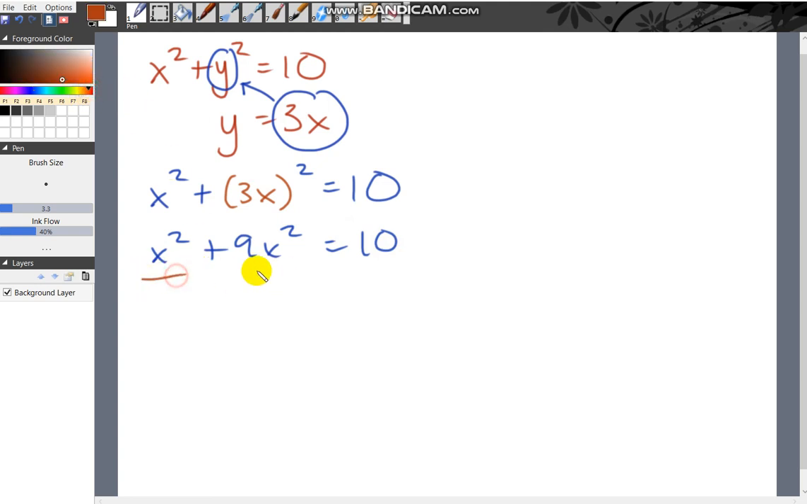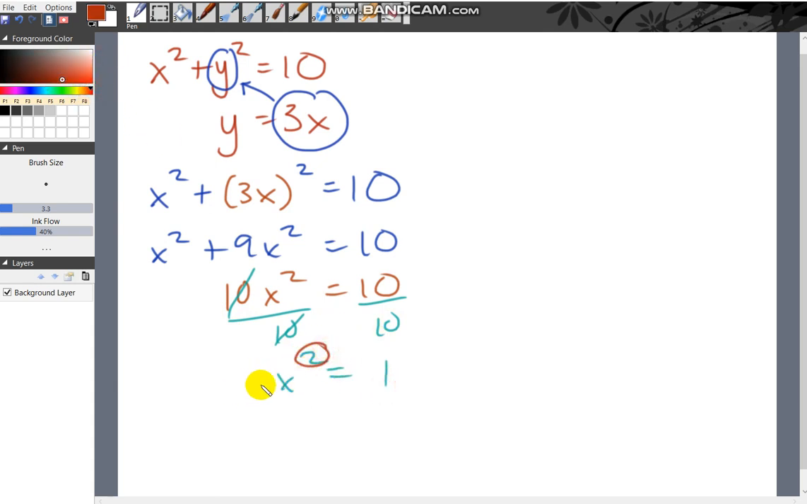If you see here, these are like terms, our x squared and our 9x squared term. We're going to combine them together, so this is going to be 10x squared equals 10. Okay, now what we can do is divide both sides by 10, cancels. We get x squared equals 1. Now, to get rid of the square, we need to take a square root. Square root cancels with the square. So we have x equals square root of 1, which is plus or minus 1. So that's where this lovely thing comes into play. So we have x equals negative 1 or x equals 1.